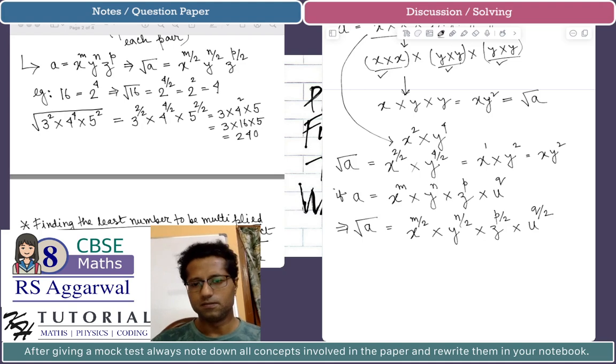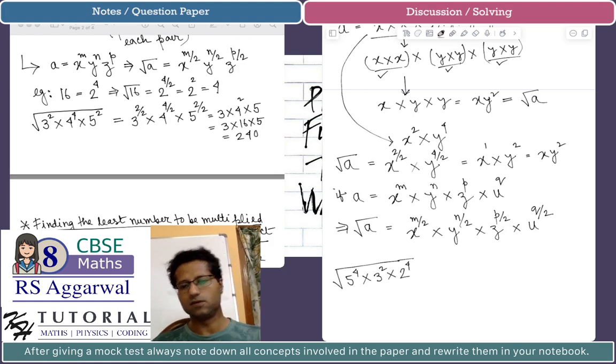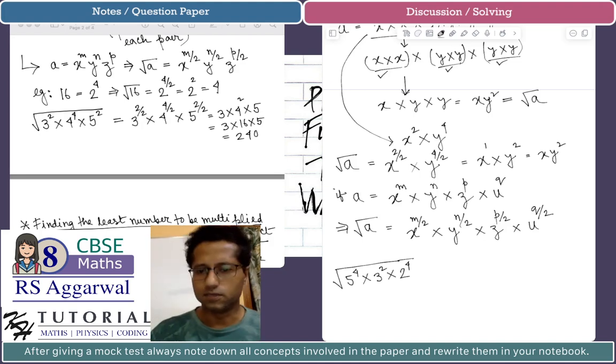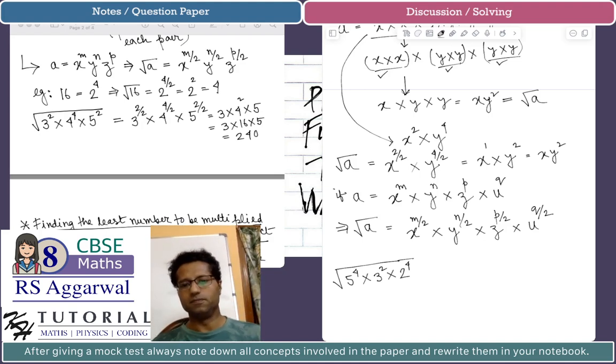As an example, let's say you are asked to find the square root of 5 to the power 4 multiplied by 3 square multiplied by 2 to the power 4. Let's say in a problem you are doing something and you get this expression. So what will be this square root?